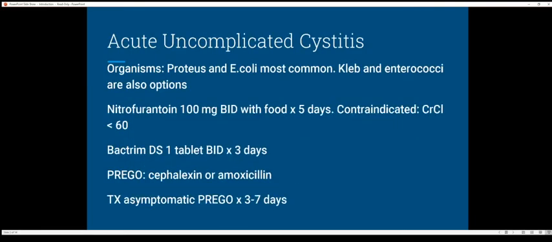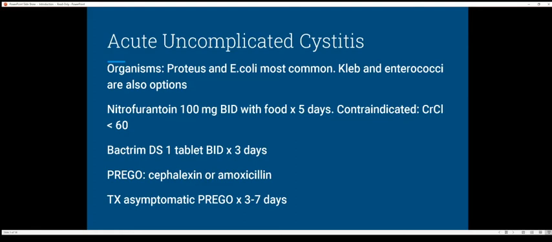So you have acute uncomplicated cystitis. You have different organisms: Proteus and E. coli, which are the most common. You also have Kleb and Enterococci. We mentioned in other videos the coverage of drugs, which is why we did that first. So now you can know, okay, E. coli, what we can use for that, Proteus, what we can use for that, right?